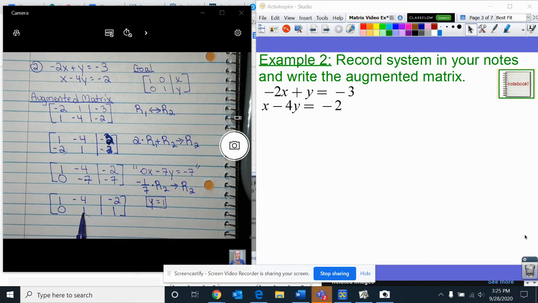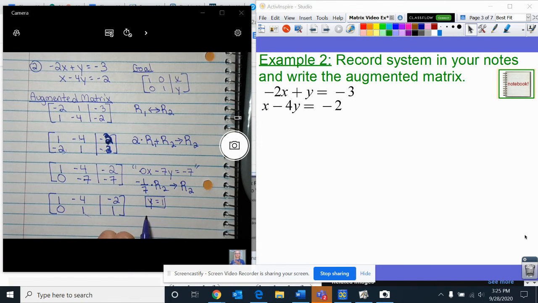Now let's use this 1 to put a 0 in place of this negative 4. And then we will have solved for our x value. So we are going to multiply 4 times the second row, add it with the first row, but now we're changing our first row.